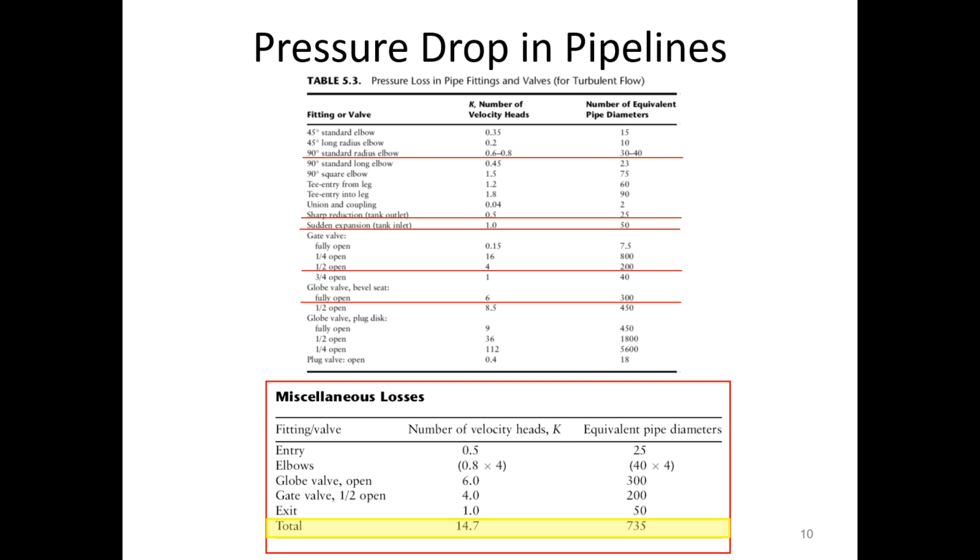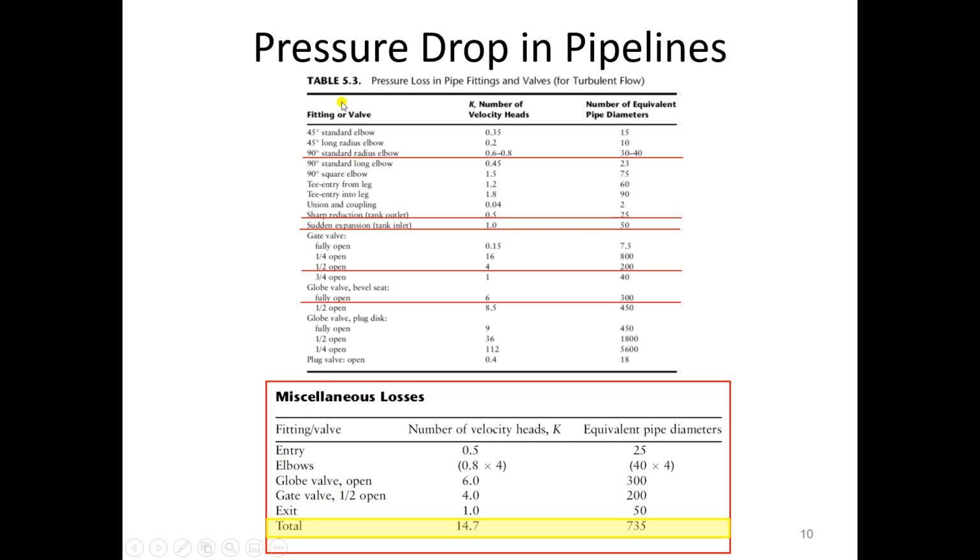Now we need to make a list based on the problem statements, based on the questions. This one is the miscellaneous losses. This is the list of fittings and valves they're going to use in the pipeline. You need to remember that when we have equipment, of course they have an entry point and also an exit point of the pipeline. So this one has an entry point.